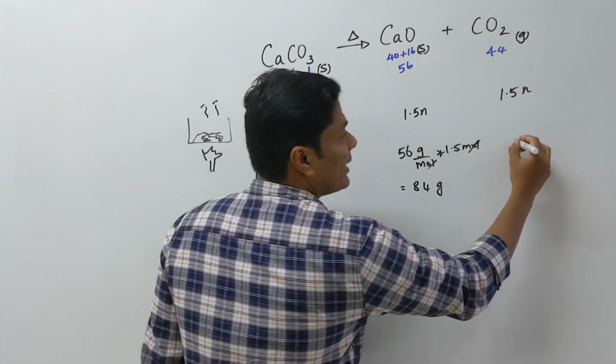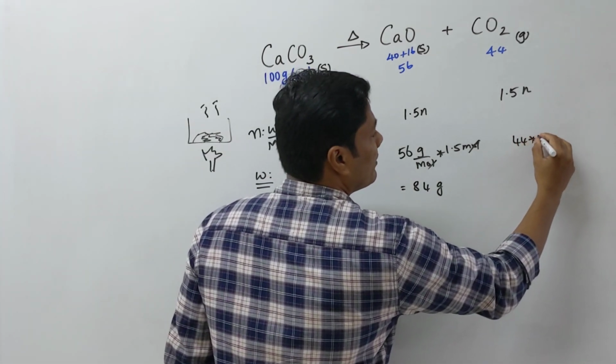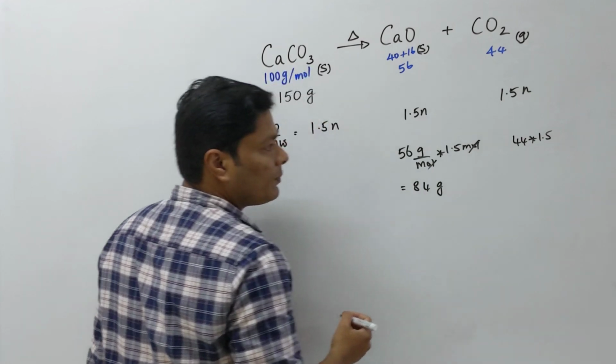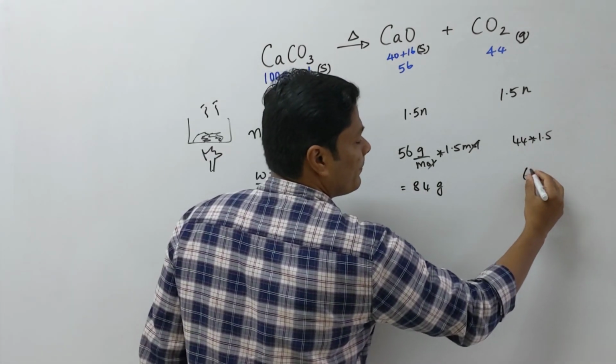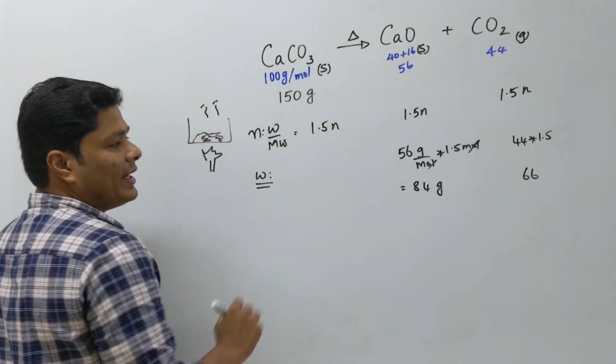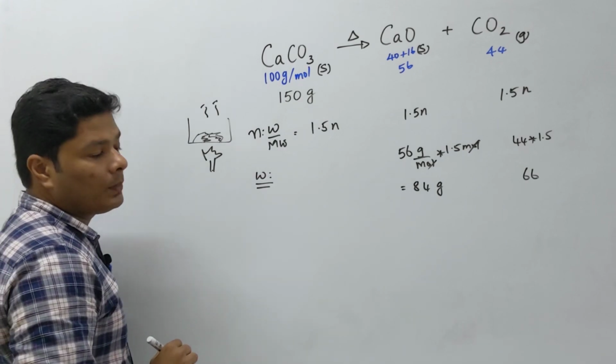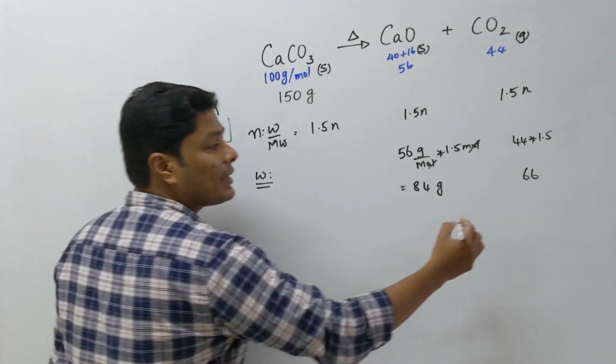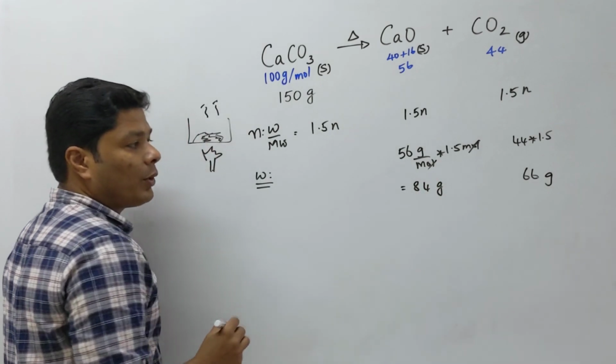So here what should I get? 44 times 1.5. I should get 66. 66, 84, add it up, 150 you will get. Fair enough. So now this is the grams of products I should get.